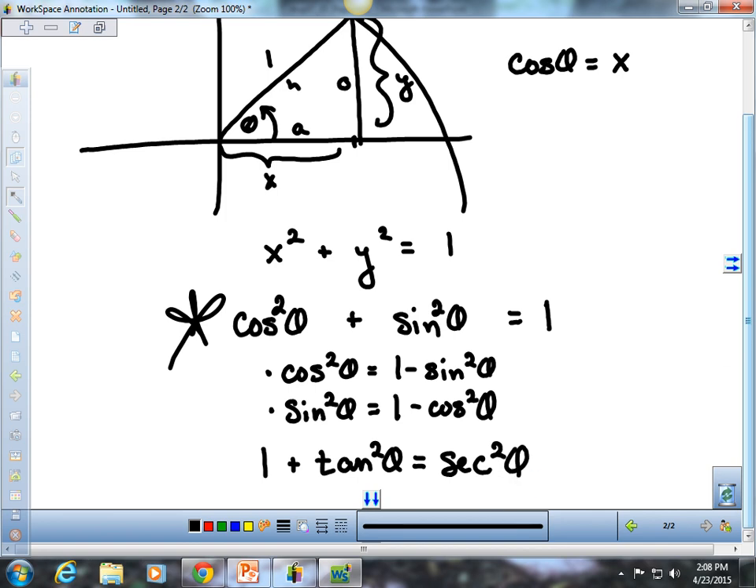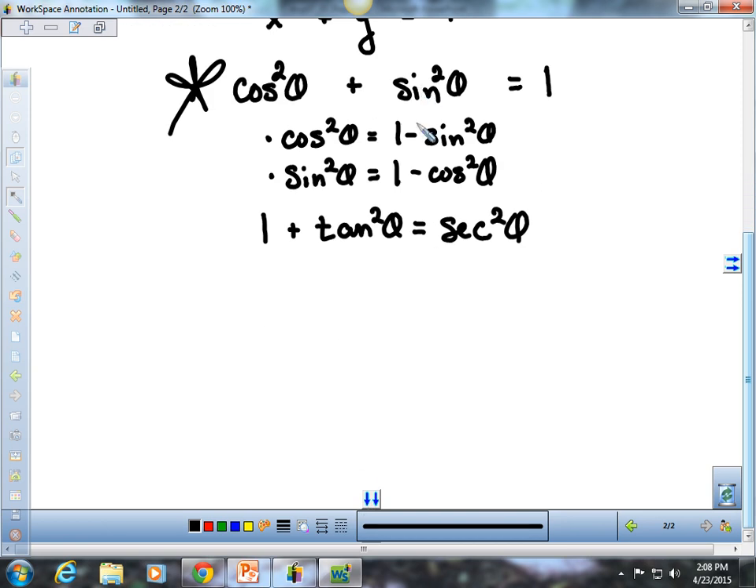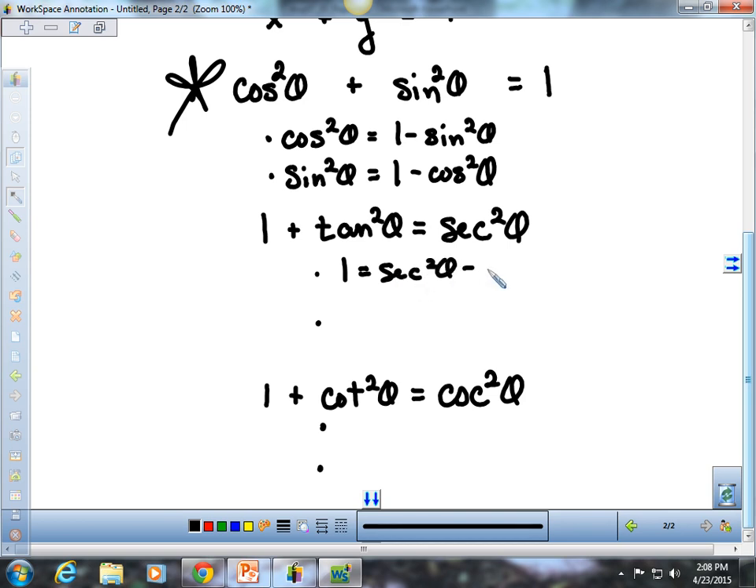Well, instead of dividing everything by cosine squared, I could divide everything by sine squared. Sine squared divided by sine squared is 1. Cosine squared divided by sine squared is cotangent squared. 1 divided by sine squared is cosecant squared. So I get my 2 other variations by dividing everything by cosine squared, then dividing everything by sine squared. And now, are there 2 other variations for each of these as well? Yes.